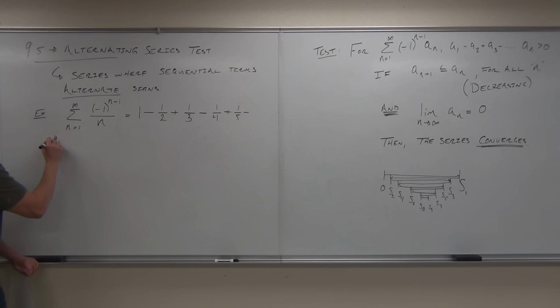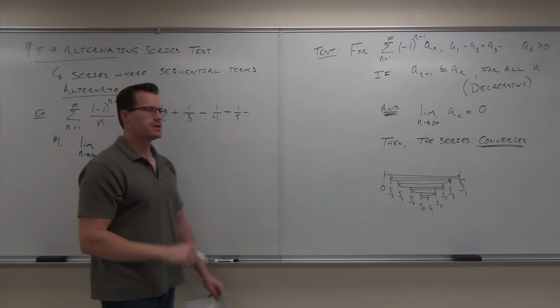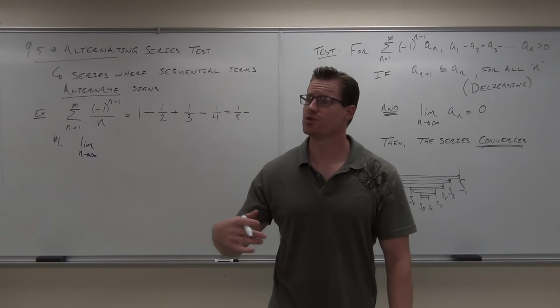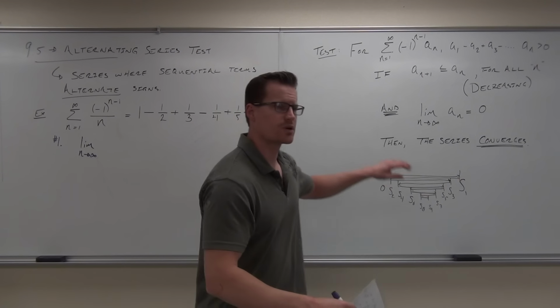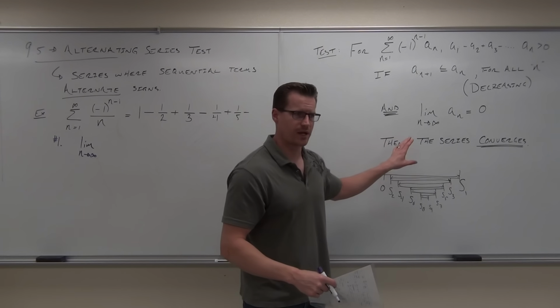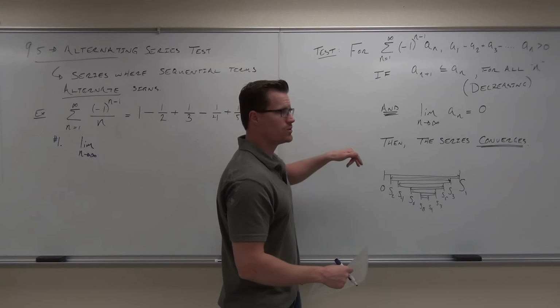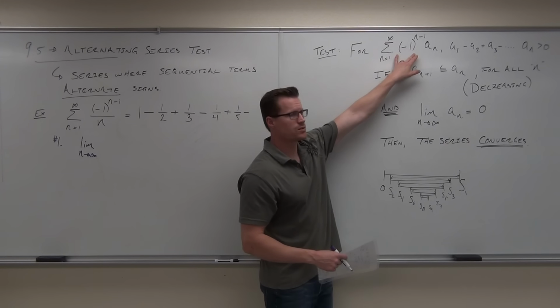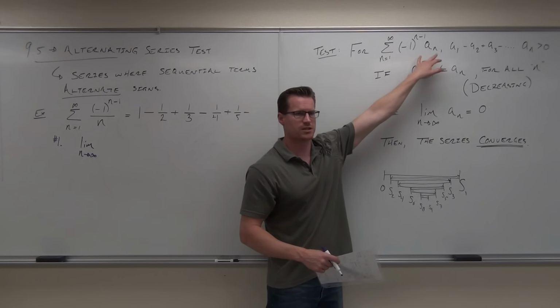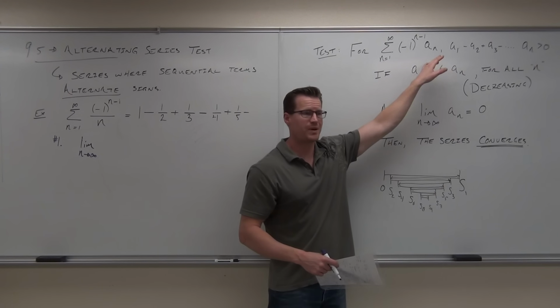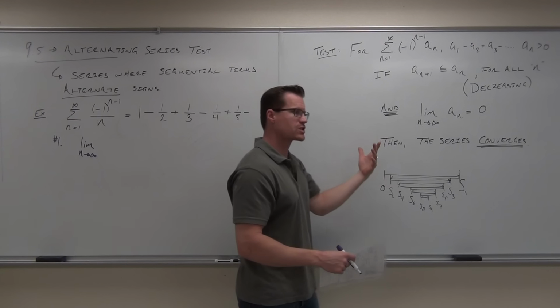So number 1, we're going to take a limit as n approaches infinity of a sub n. Now please listen carefully. When you do your limits and when you check for decreasing, please look up here for right now. Look at this. When you do that, is negative 1 to the n minus 1 part of your a sub n? No. So basically, we ignore it. That just says it's alternating.